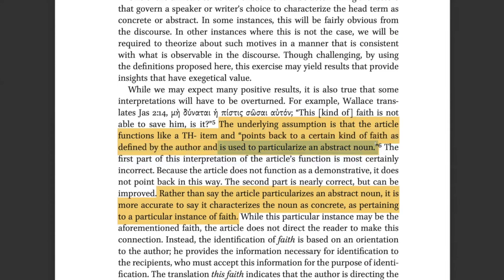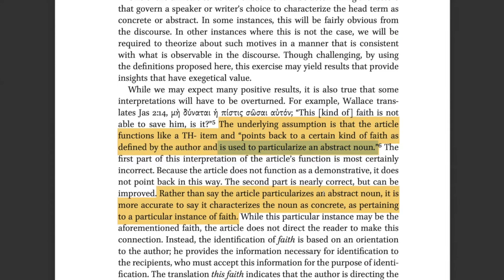So this part of Wallace is nearly correct. It is used to particularize an abstract noun. That's nearly correct, but it can be improved. So how can it be improved? Here's what he says. Rather than say the article particularizes an abstract noun, it is more accurate to say it characterizes the noun as concrete, as pertaining to a particular instance of faith.